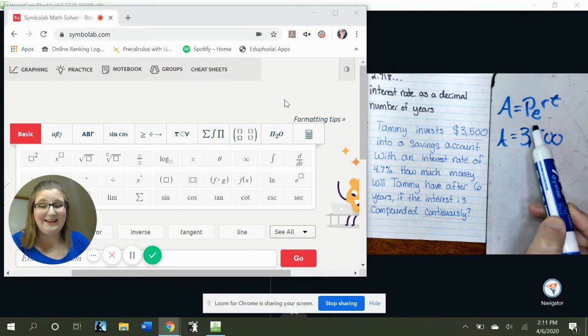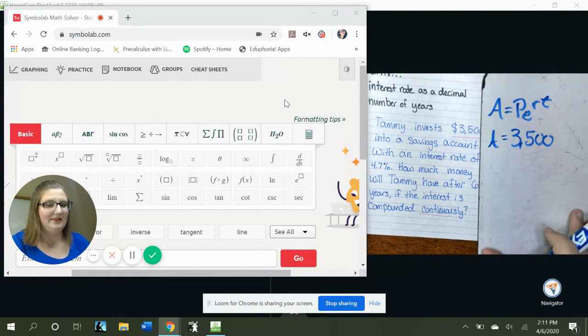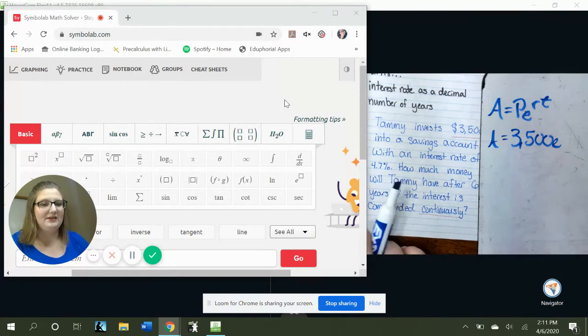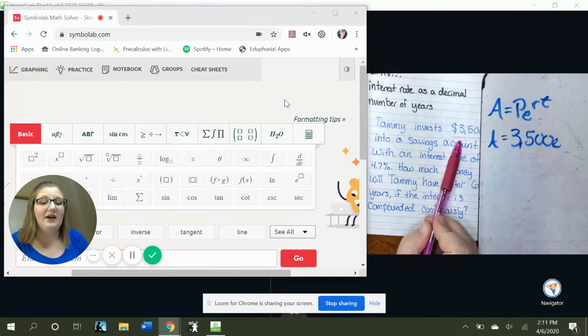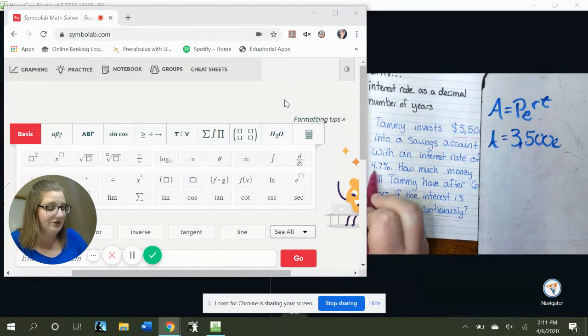Next, we have E in our formula. And remember, we said E is just a number that we type into our calculator. It's just that irrational number. So we're going to leave E just as the letter E. Next, we have R. So we need our interest rate. If we read down here in our problem, it says she invested $3,500 into a savings account with an interest rate of 4.7%.